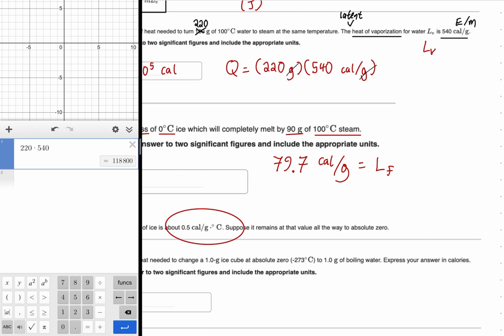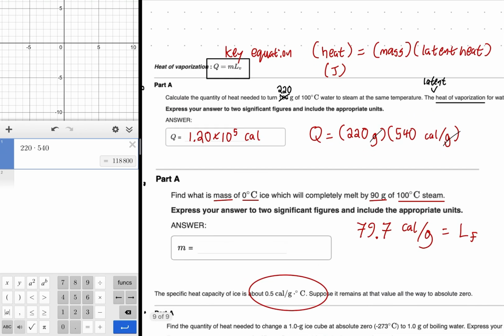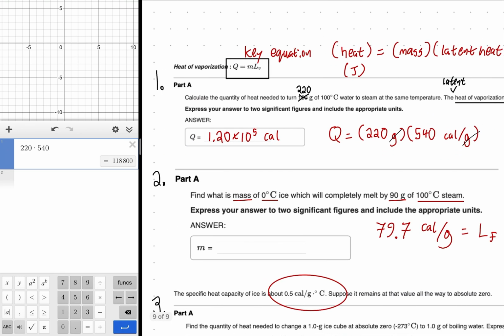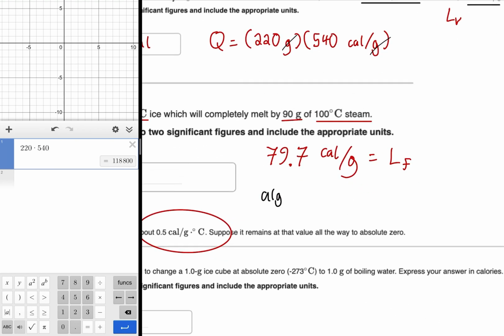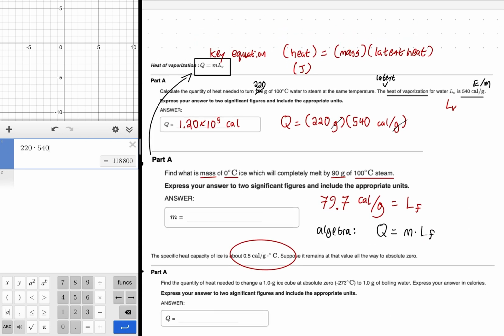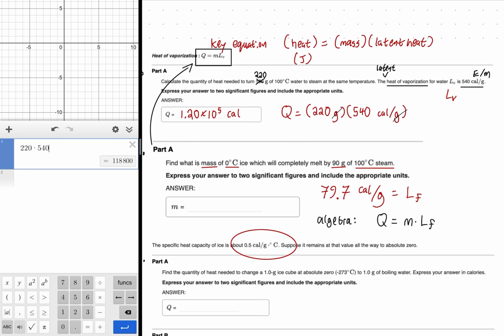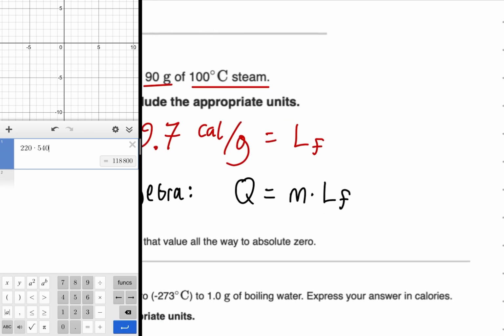The equation we're going to use is actually the same key equation, right? So the same key equation from 1 is also going to be our key equation for 2. The difference is that we have to do some algebra. Okay, so the algebra necessary is going to be, let's write it out. So we have Q equals M times LF. Okay, so it's the same equation. The only thing I've done is I've swapped out LV for LF because we're talking about fusion instead of vaporization.